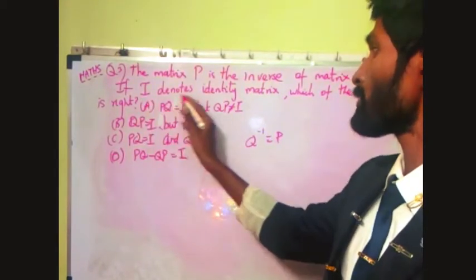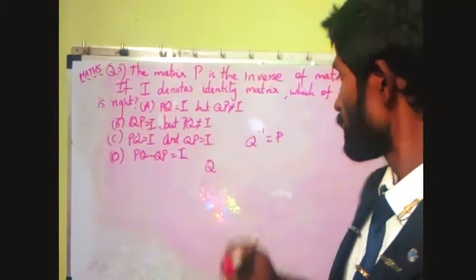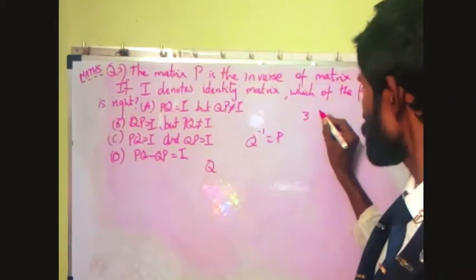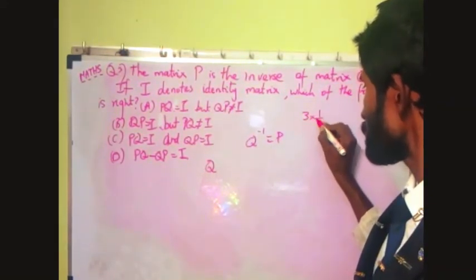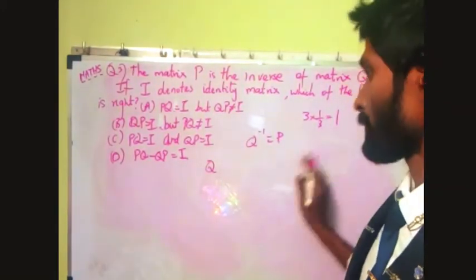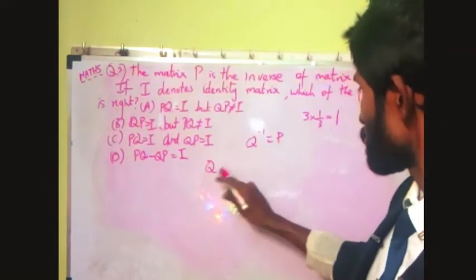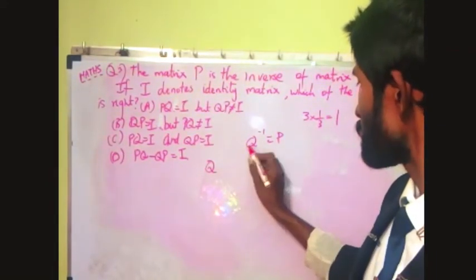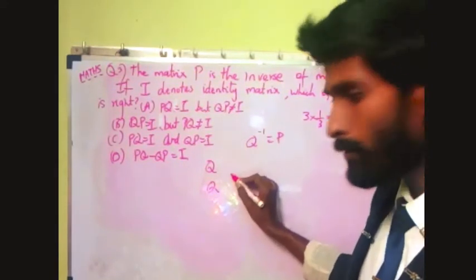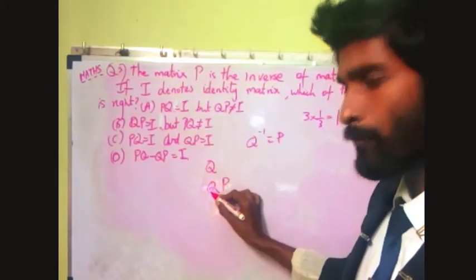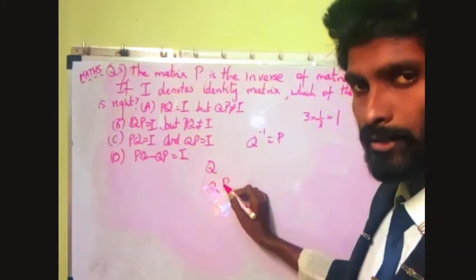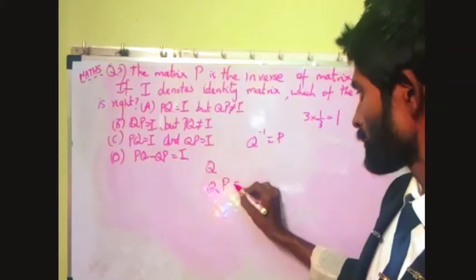If I denote the identity matrix, look here. If 3 is a number, what's the inverse of 3? 1 by 3. If I multiply both these numbers, I'll get 1. And 1 in a matrix is going to be the identity. So Q into Q inverse is 1. What's the Q inverse? Q inverse is P. So if you multiply the number and the inverse, which is Q into P, it is equal to 1.